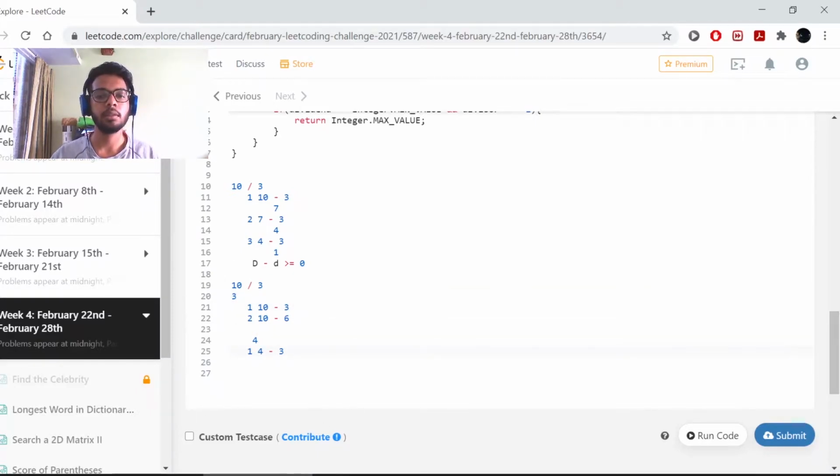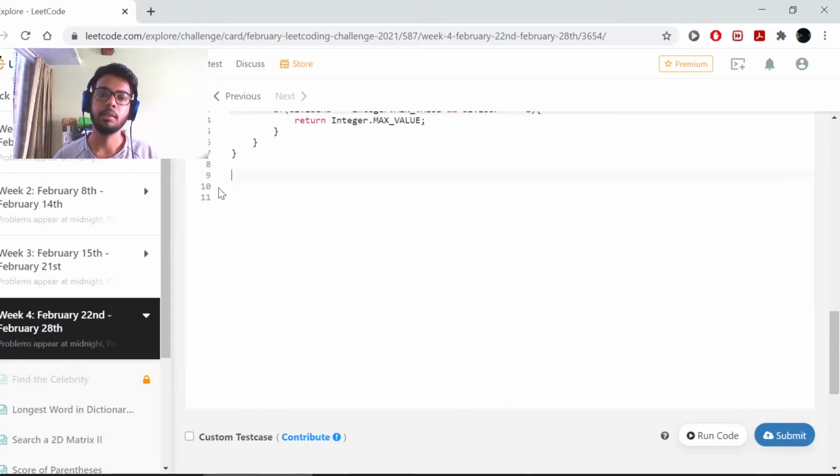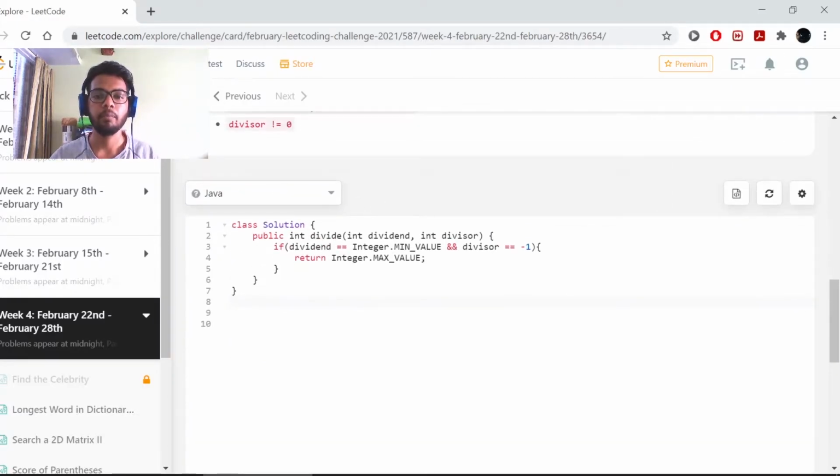So this is a much better way. Although there are 3 steps in here and 3 steps in here, as the number grows larger, these steps decrease significantly. So we have taken care of the corner case. Let's take care of our solution now.